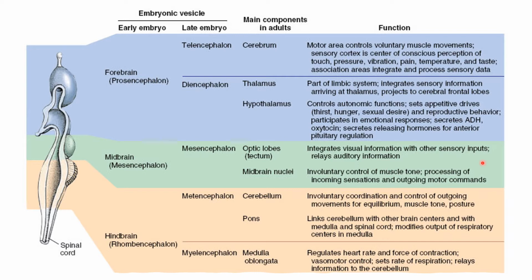Okay? So, next, for the hindbrain or the rhombencephalon, we have first the metencephalon for the late embryonic structure, and it gives rise to the cerebellum, which is involved in the involuntary coordination and control of outgoing movements for equilibrium, muscle tone, and posture. And then we also have the pons, which links the cerebellum with other brain centers with the medulla and spinal cord. It also modifies output of respiratory centers in the medulla.